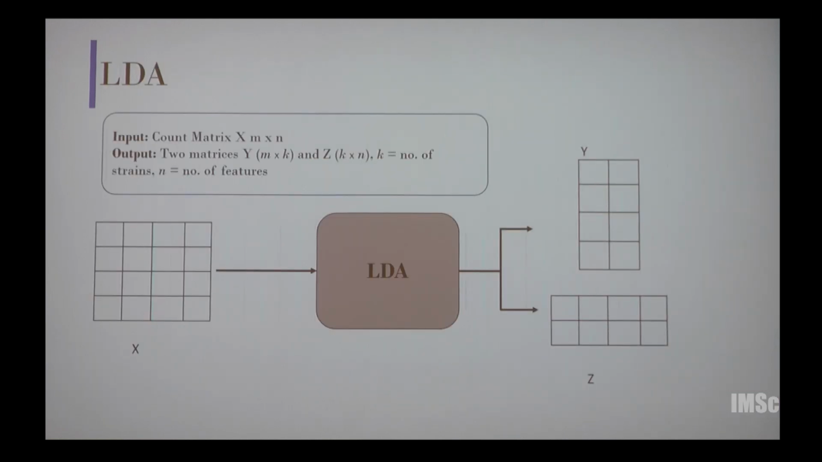The latent Dirichlet allocation approach takes an input matrix X of size m cross n, where m corresponds to the number of samples and n corresponds to the number of features, and the output of this model will be two matrices. The Y matrix gives the proportion of the topics present in each document, and the Z matrix gives the proportion of the words corresponding to each topic. So if we take our strain analysis problem, it will be the proportion of the strains present in each sample and the distribution of the SNPs corresponding to each strain.